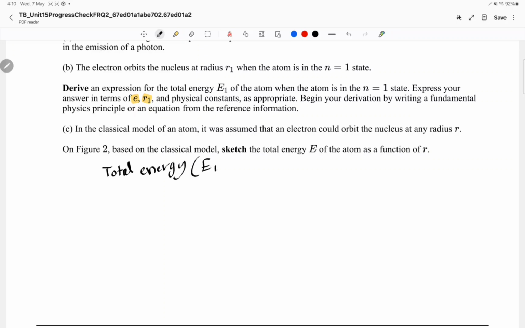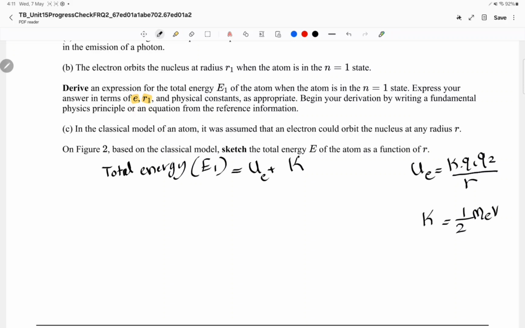Okay. So we're going to say total energy, which is E1, is equal to two things: potential energy and kinetic energy. So U plus K. Okay. Do you guys know the equation of the potential energy from your equation sheet? Electrical potential energy, I mean. k q1 q2 over r. Okay. And the equation for K is equal to half m v squared. So far so good.